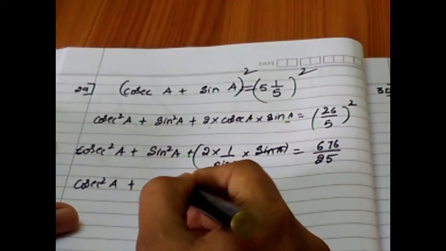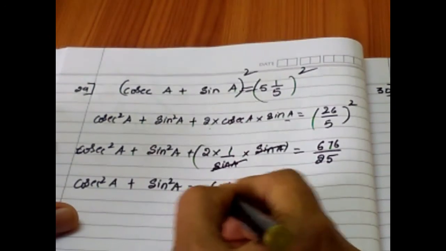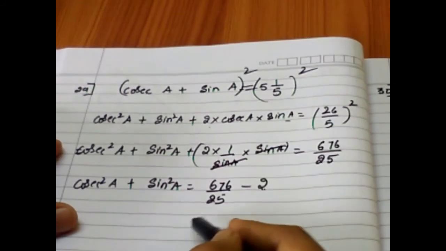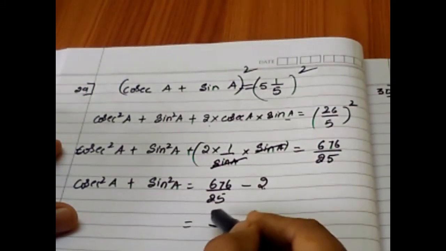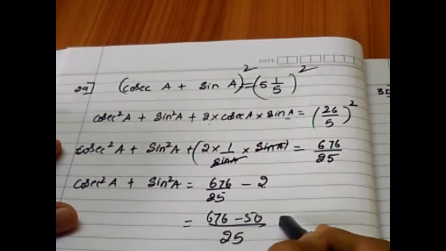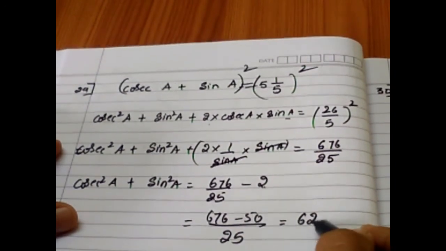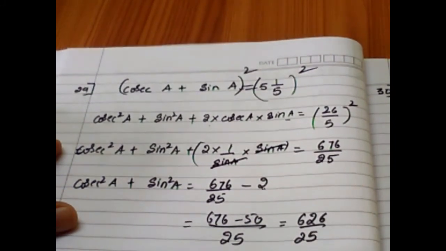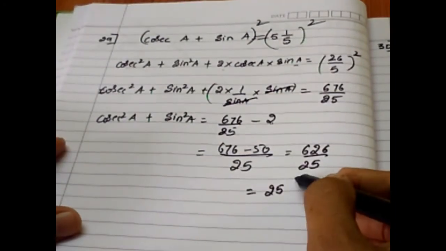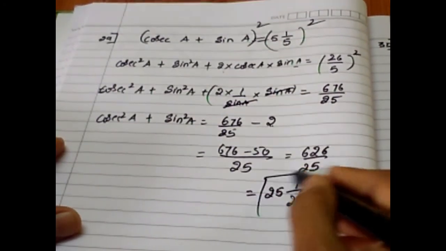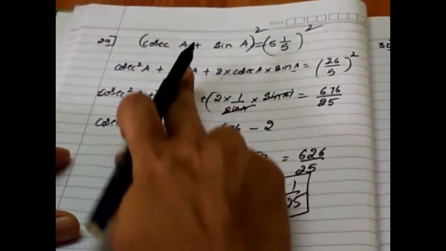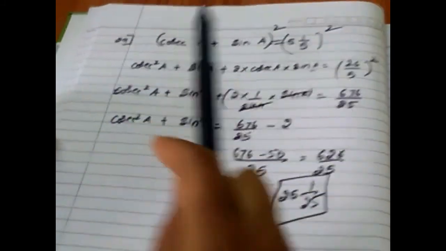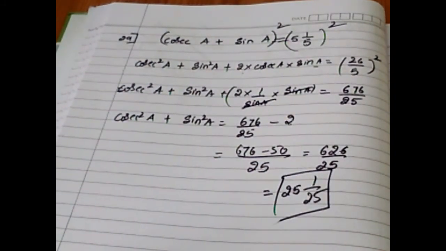Cosecant square A plus sin square A is equal to 676 by 25 minus 2. Now try to simplify. Take 25 as LCM. 676 minus 50, its value will be equal to 626 by 25. So we know that 25 squared is 625. So 25 1 by 25. Only the main concept is you should know that you need to square on both sides. Once it is squared, it is a binomial. You should expand only by applying the identity.